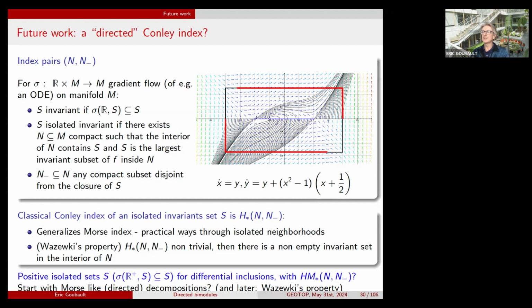So using directed homology instead of classical homology. And as we have relative homology, we're not too far from being able to define these Conley indexes as some relative homology elements, let's say.